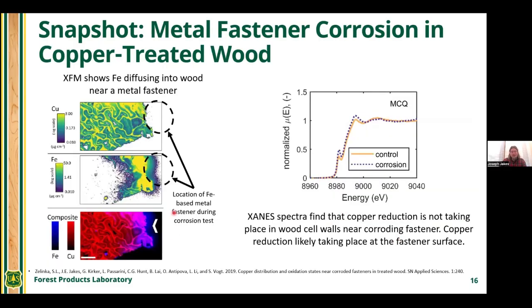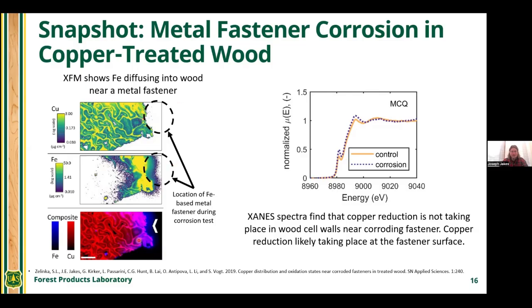Another one: my colleague here at the Forest Products Laboratory, Sam Zelinka, was really interested in understanding metal fastener corrosion in wood. In particular, in the United States we have different types of copper treated wood, and the different copper treatments show different behavior with regards to fastener corrosion. And so one thing that Sam was interested in was, where's the copper reduction taking place? In this case, these are sections of wood that were cut from a metal fastener corrosion study, and this is where the iron fastener was to begin with.